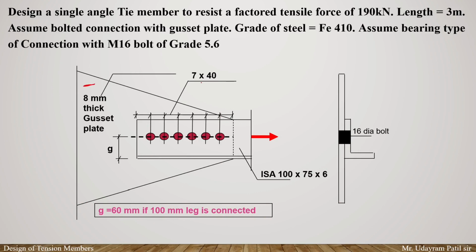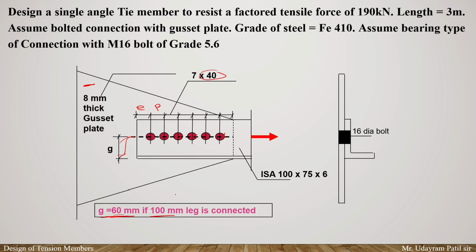Okay, 8 mm की गसेट प्लेट है, उसको हमने क्या किया है, 1 2 3 4 5 6 number of bolts are provided. Again here end distance और pitch distance आपका क्या है, 40 mm, therefore directly 7 multiplied by 40. Okay, this will be your gauge distance. हमारा section जो है वो 100 by 75 by 6 mm का हमारा section है. Okay, here we are considering the gauge if the 100 mm leg is connected. So here obviously the 100 mm, that is the longer leg, is connected, therefore g, that is the gauge distance, is taken as 60 mm.